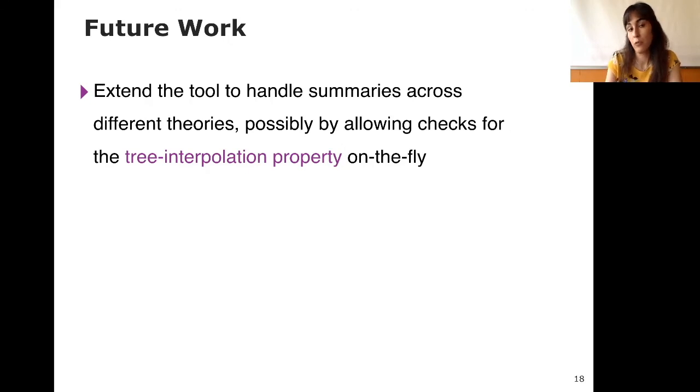As future work, we would like to extend Approver to handle mixed theories. Basically, we would like to have summaries that work across different theories. For this, the challenge would be making sure that the tree interpolation property is preserved. And one way would be checking that on the fly.